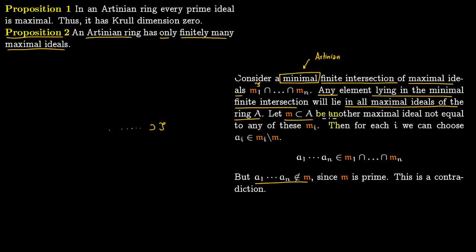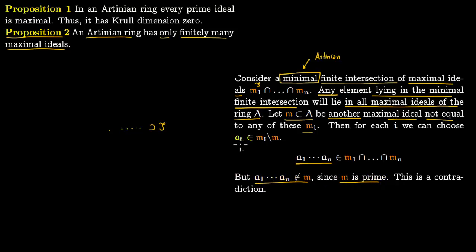So let M be another maximal ideal which is not equal to any of the mi's here. Then for each i we can choose an element ai which lies in mi but does not lie in M, so ai is in mi minus M. Now you can form the product. This product would lie in m1 intersection m2 all the way to mn. But this product does not lie in M because none of these ai's lie in M, and M we are choosing to be a maximal ideal, and therefore M is prime because all maximals are prime.